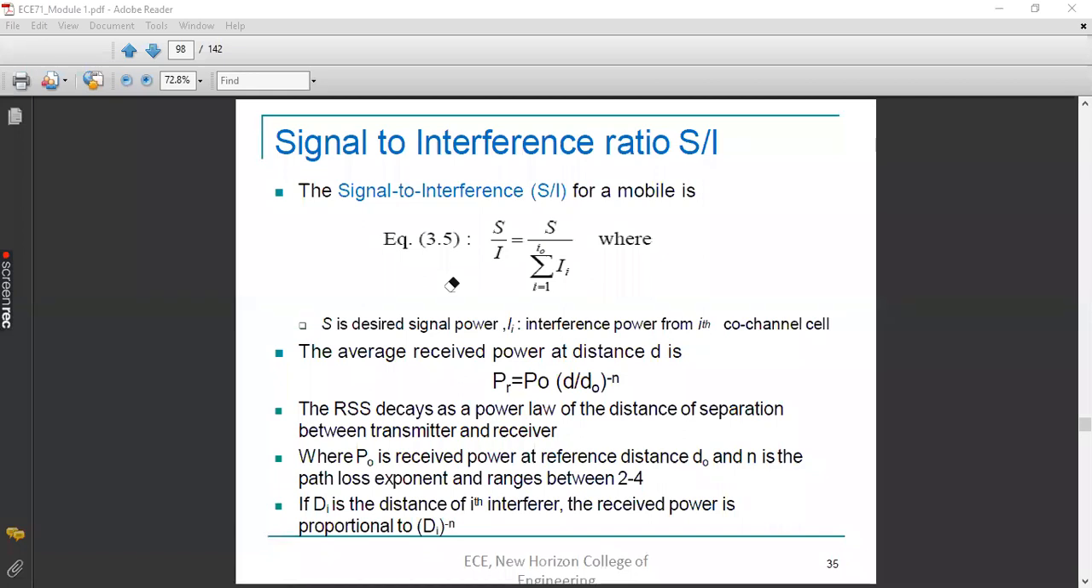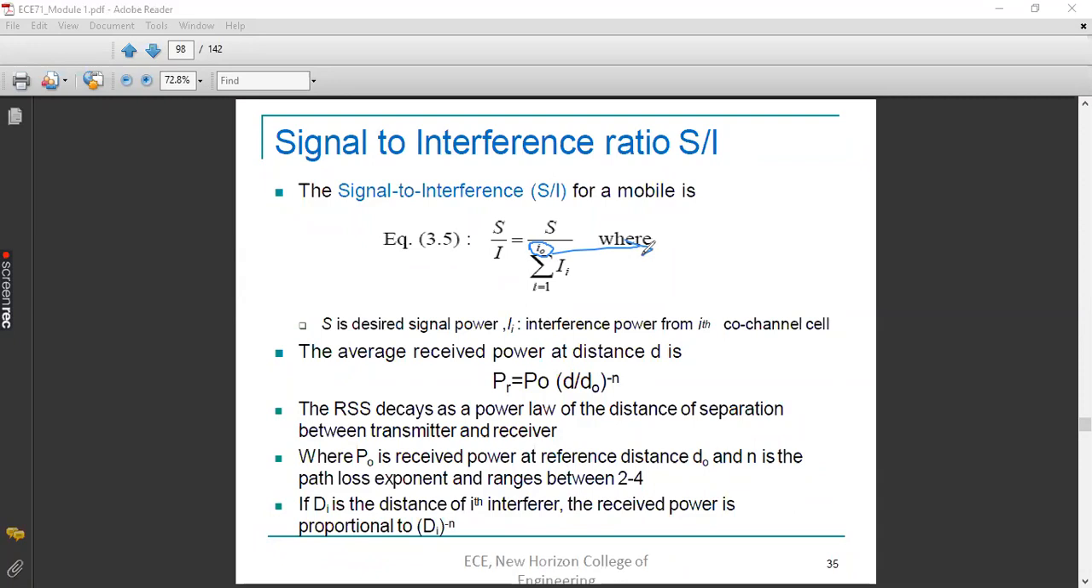In the numerator, you have the signal strength, capital S. In the denominator, we have taken I0 number of interference sources. What is small letter I0? I will annotate and show. This is your small letter I0, where I0 represents the number of interference sources.